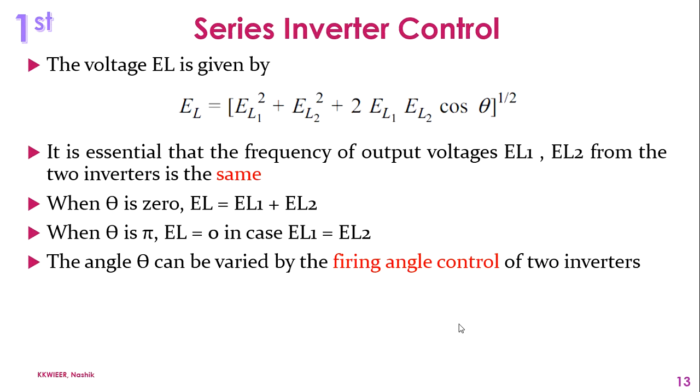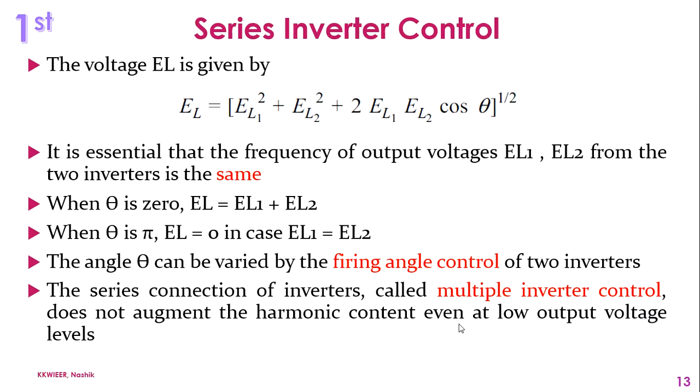When this theta is pi, then EL will be 0 if EL1 and EL2 are equal. The angle theta between EL1 and EL2 can be varied by the firing angle control of the two inverters. The series connection of inverters is called a multiple inverter control, which does not augment the harmonic content even at low output voltage levels.